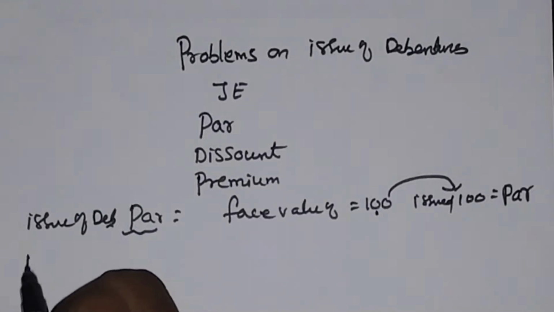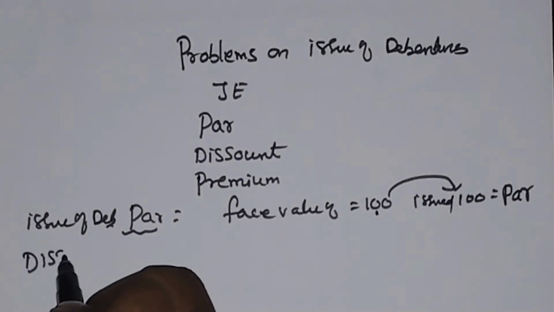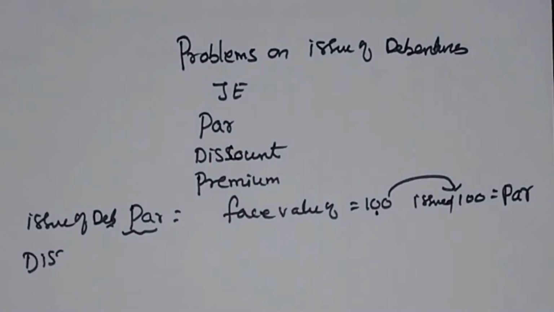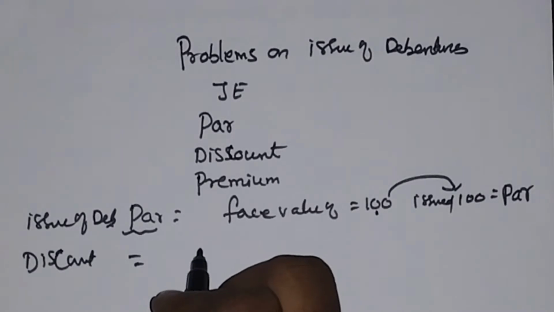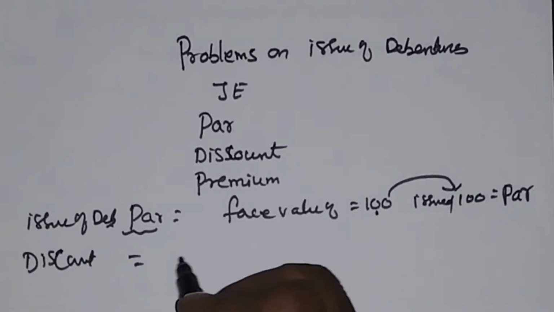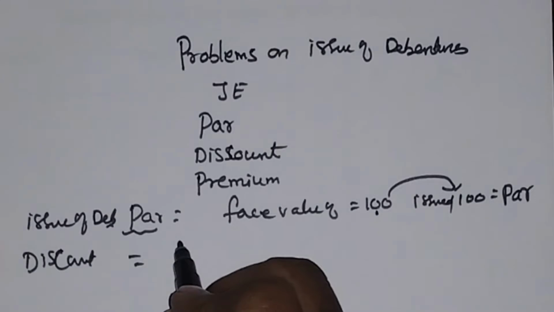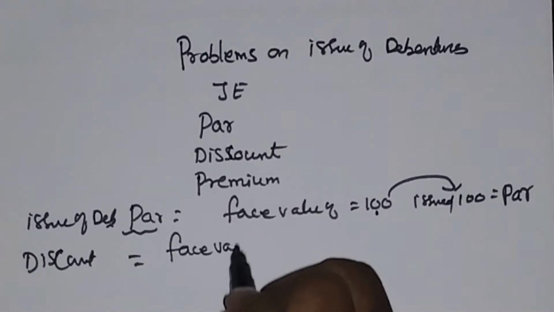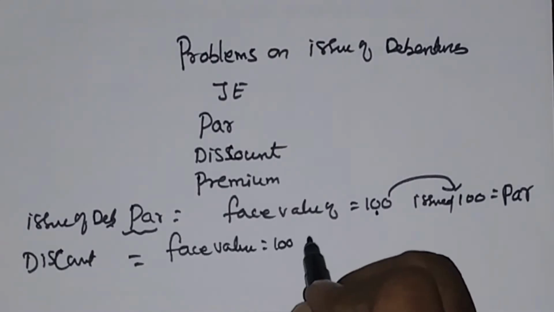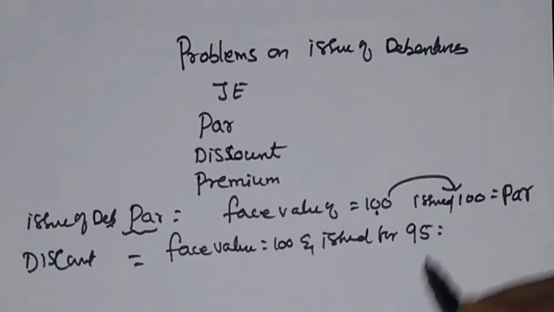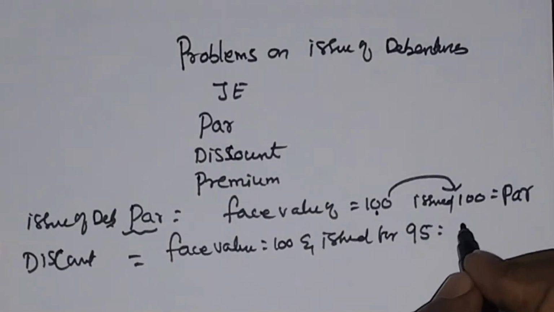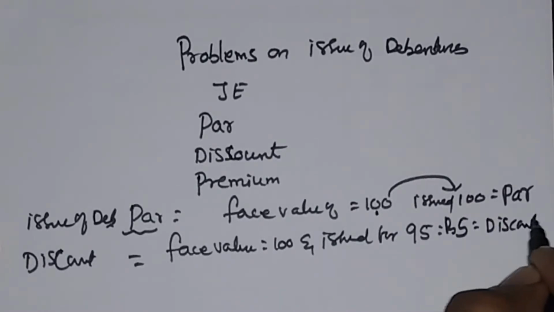The next one is, what is discount? When a debenture is issued for less than its face value, it is called discount. Example, the face value is 100 and it is issued for 95. A 100 rupees debenture is issued to the public for 95 rupees, collecting 95 rupees. Therefore, rupees 5 is discount.